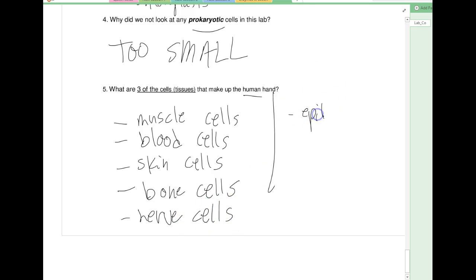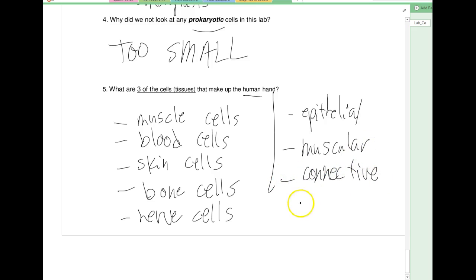We call them epithelial, muscular, connective, and nervous. You would find all four of those in your hand. You can pick just three of the different types. You have lots of different cell types, right? Do all cells look the same? No, I think that's the point.